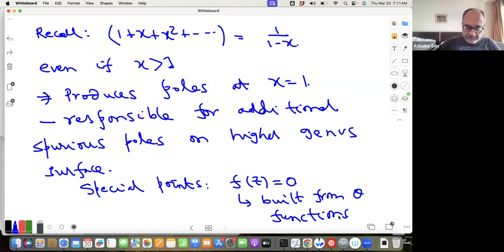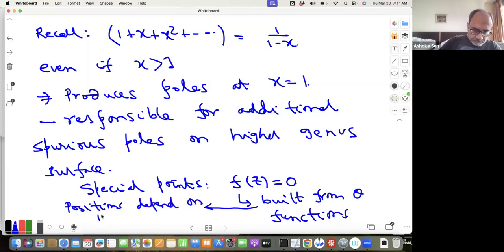But maybe I should say this: while these happen at points where no operator collides, the positions depend on PCO and function locations.